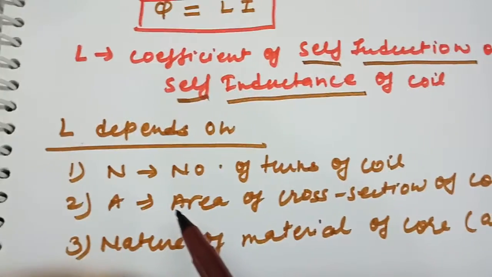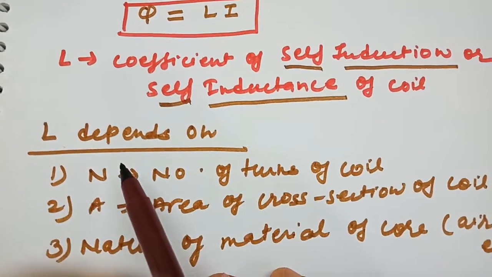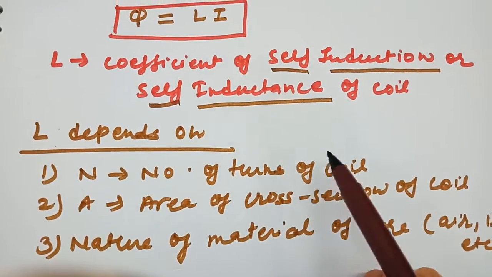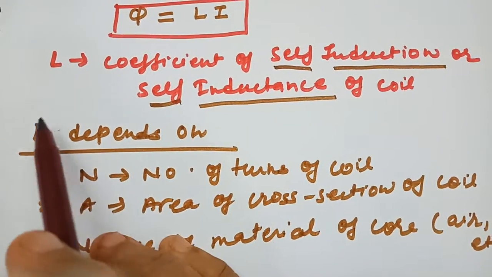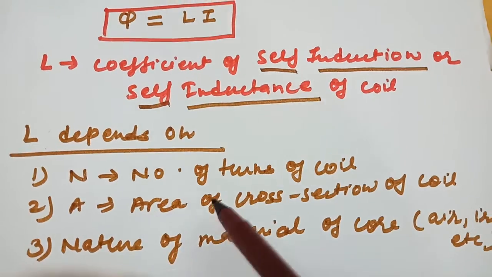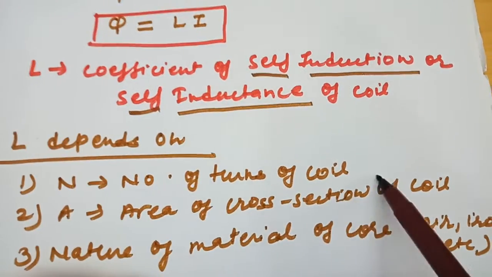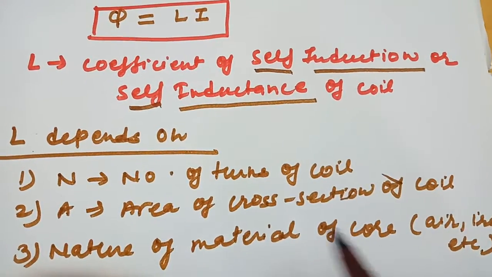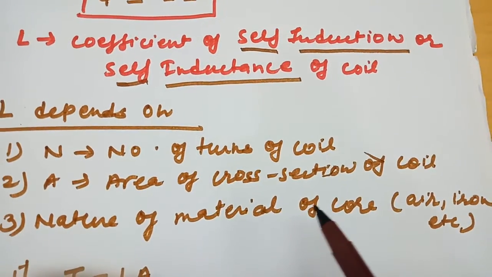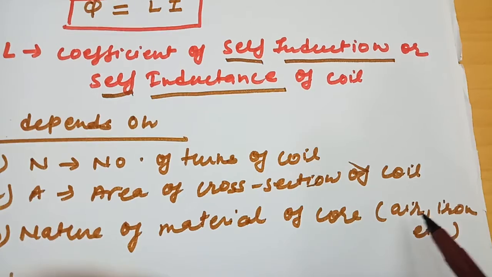It depends on the following factors. First, it is directly proportional to the number of turns of the coil. If the number of turns of the coil increases, then the value of L also increases. Second, it is proportional to the area of cross section of the coil also. And third, the nature of the material of the core, that means air or iron.